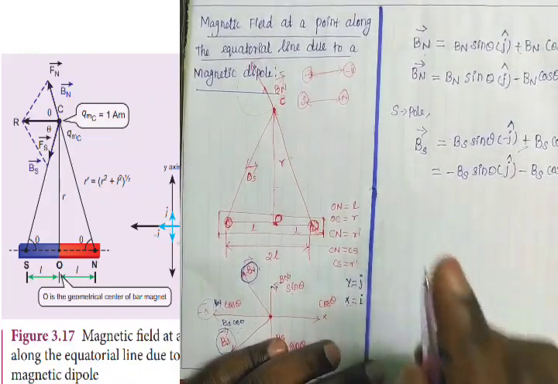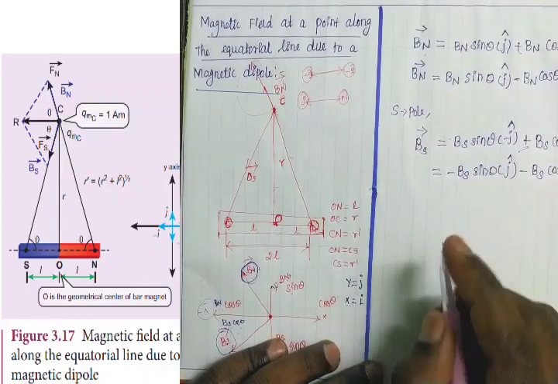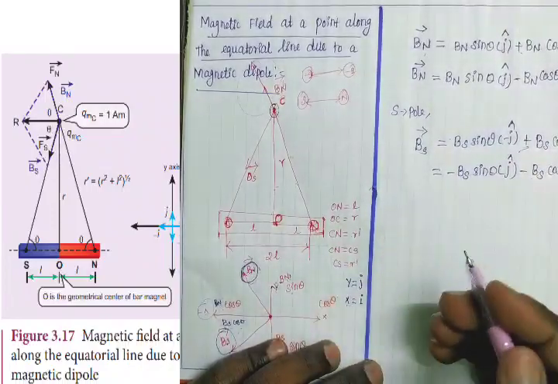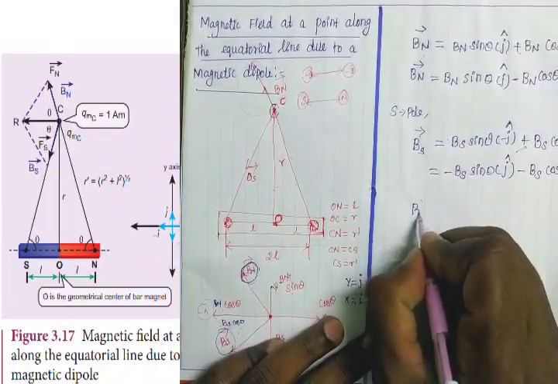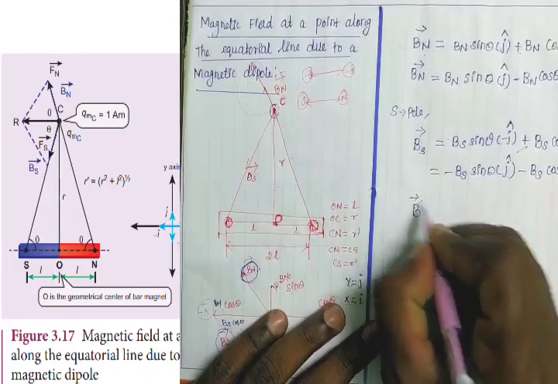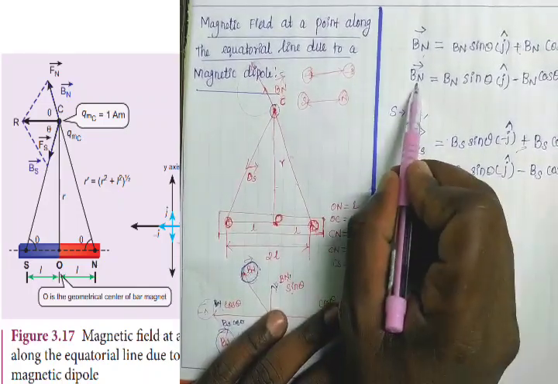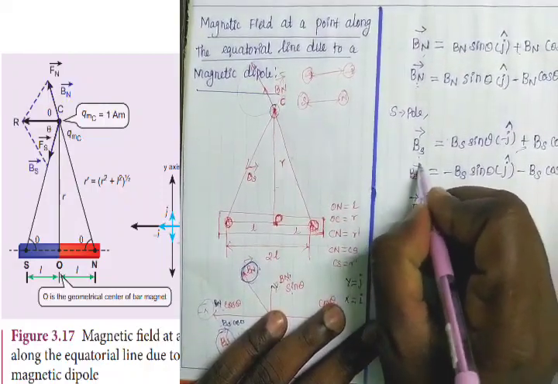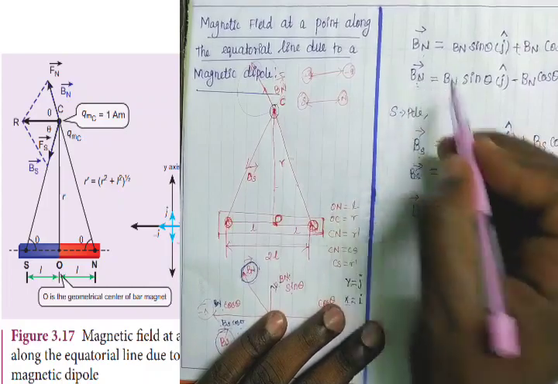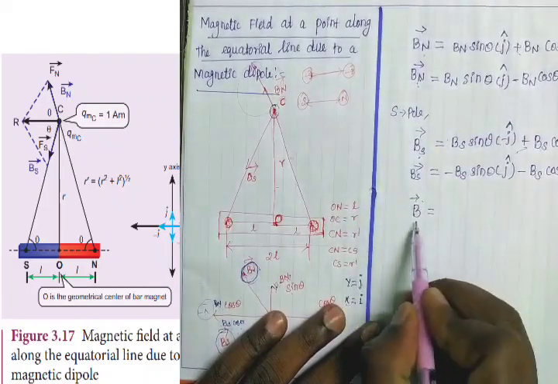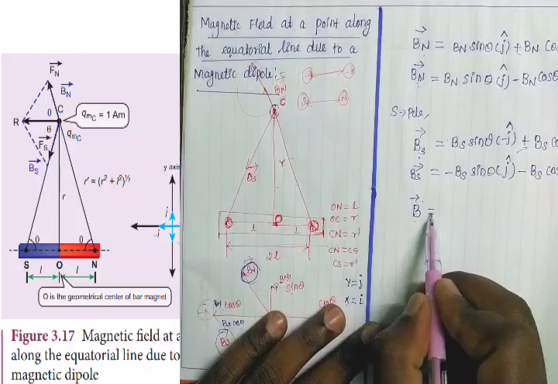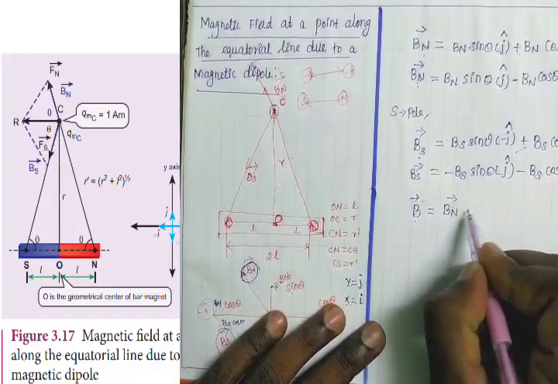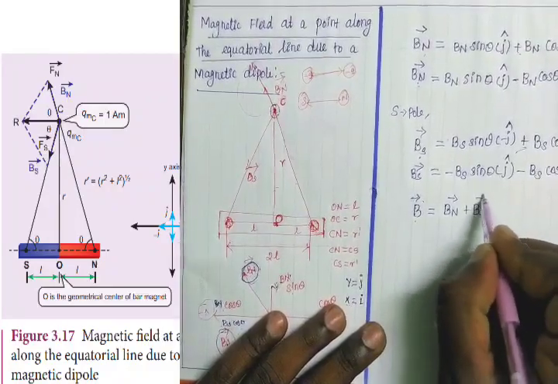Okay. So next total, that means a net magnetic field at point C. Here net magnetic field, or we call it resultant magnetic field. Resultant magnetic field or net magnetic field, B vector is equal to the sum of north pole magnetic field and south pole magnetic field. This is north pole magnetic field, this one is a south pole magnetic field. B vector is equal to north pole magnetic field plus south pole magnetic field, B n vector plus B S vector.